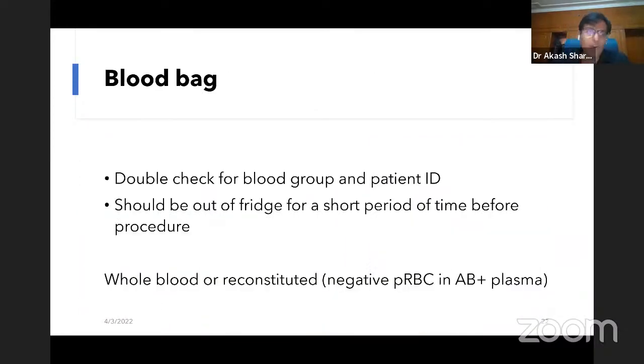The other important thing would be regarding the blood bag. Every blood bag should be double checked, one by the doctor and second by the nursing staff, for the blood group, the patient ID, as well as the blood bag number. And it should be kept out of the fridge for a short period of time before the procedure. I'm not going into the details of how the requisition is sent, because I think the majority of you would be knowing that. But you can use this question I've got from some of the private practitioners here: you can use whole blood. Previously, it was said that whole blood has to be fresh, within 2 or 3 days.